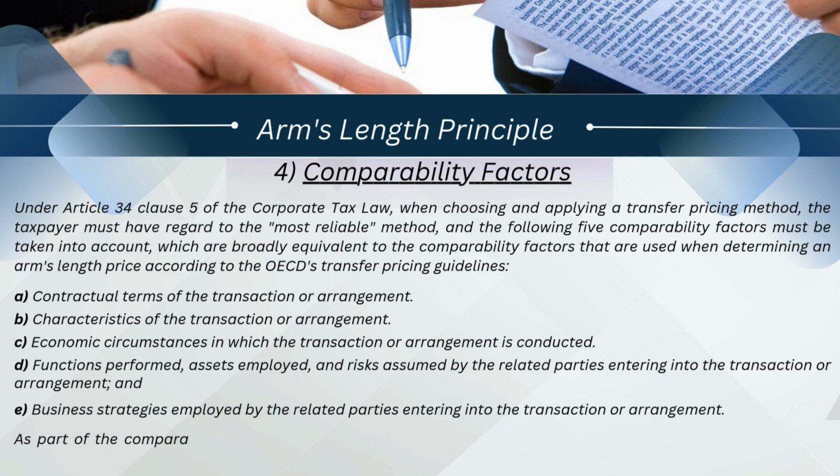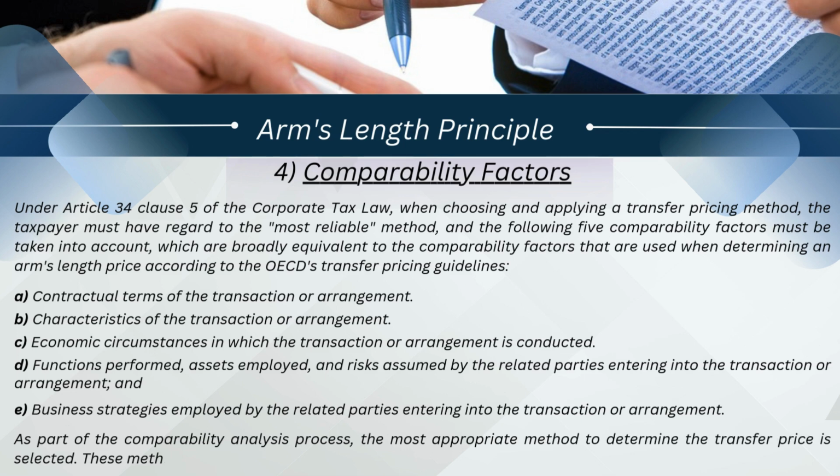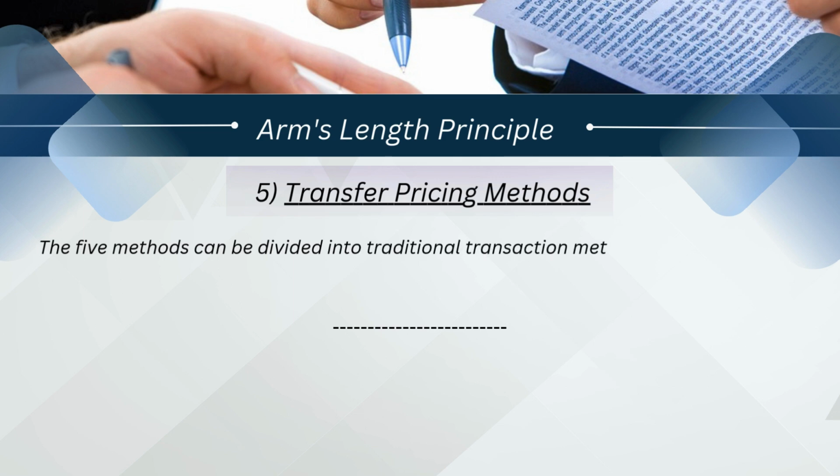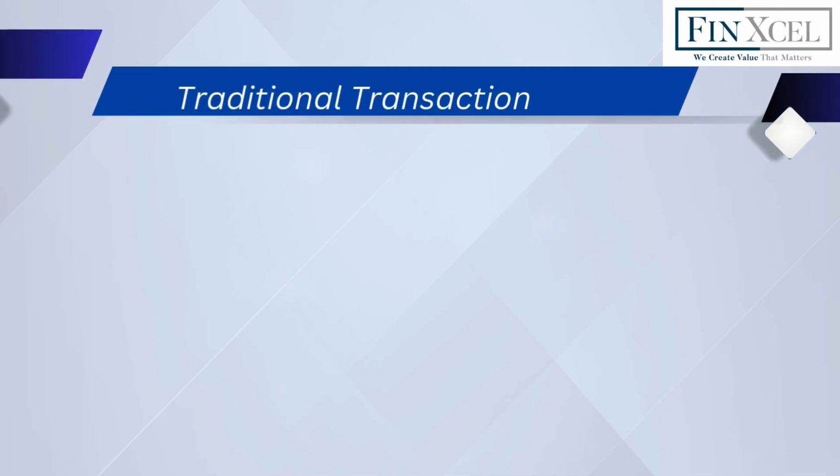As part of the comparability analysis process, the most appropriate method to determine the transfer price is selected. These methods compare the controlled transaction with an uncontrolled transaction. Transfer pricing methods. The 5 methods can be divided into traditional transaction methods and transactional profit methods. Traditional transaction methods.